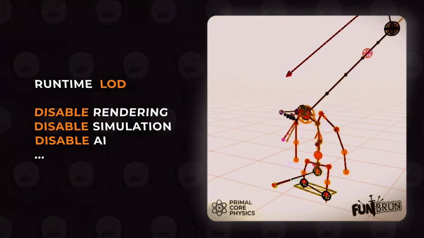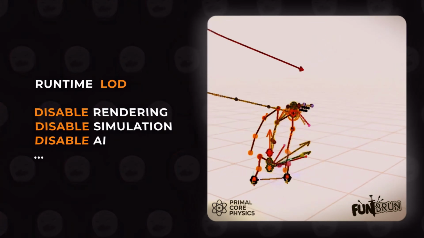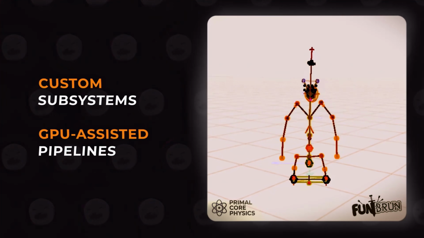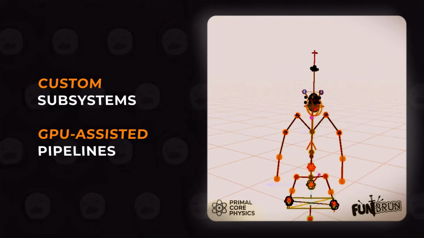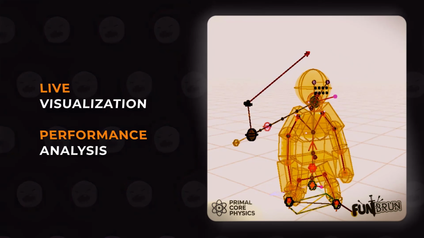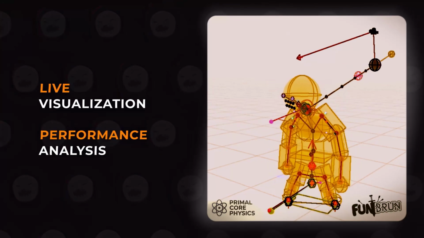Contexts switch at runtime, enabling LOD that can disable not only rendering but full simulation systems. We replace Unity systems where needed and use custom GPU-assisted pipelines in parts of the stack. Every major system has debugging and visualization tools.